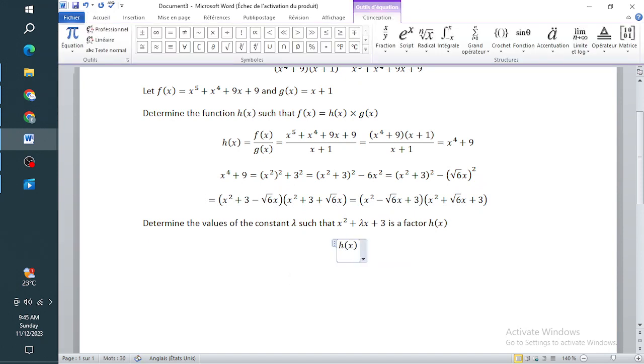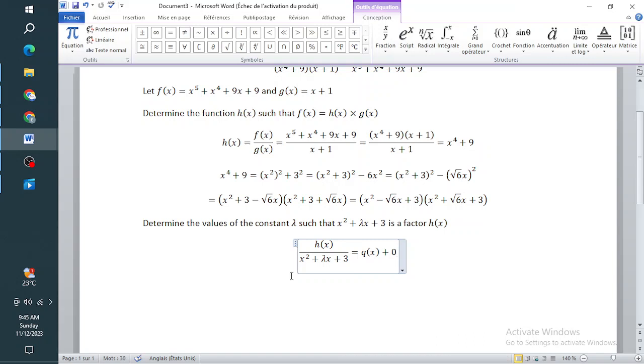equal to, in fact, if you take h of x divided by x squared plus lambda x plus 3, you should have a quotient with no remainder. So you first of all do the long division and then you equate the remainder to 0. That is long, I cannot do it here. You do the long division, you equate the remainder to 0.